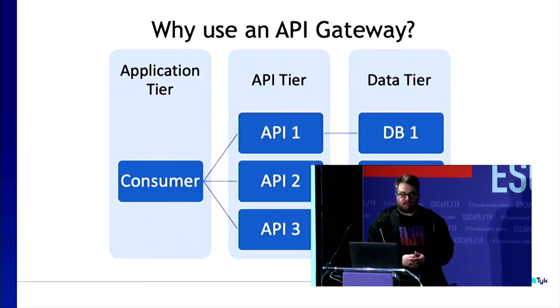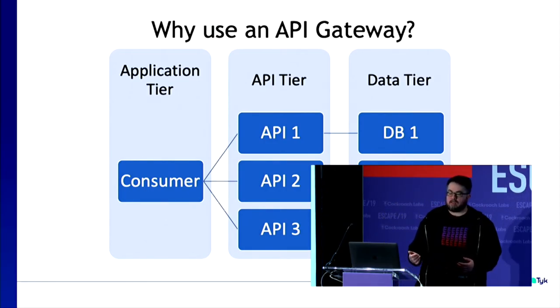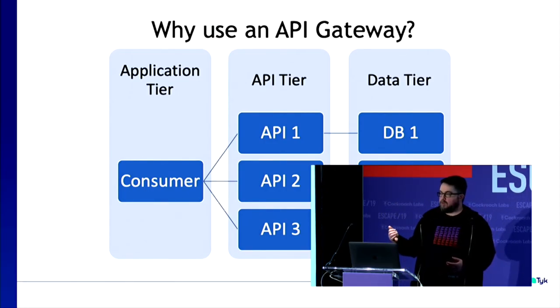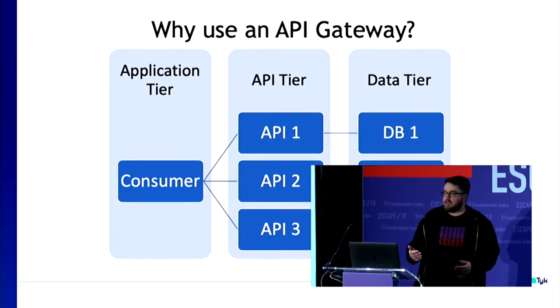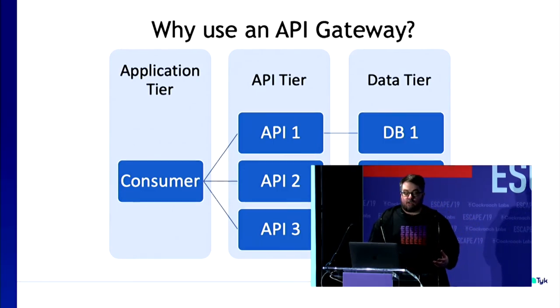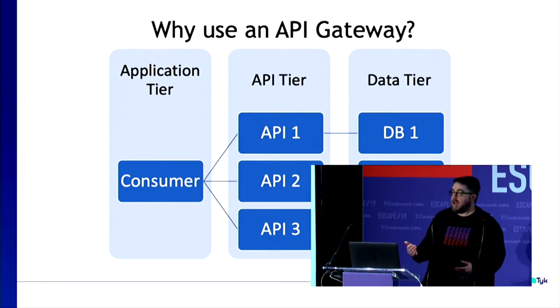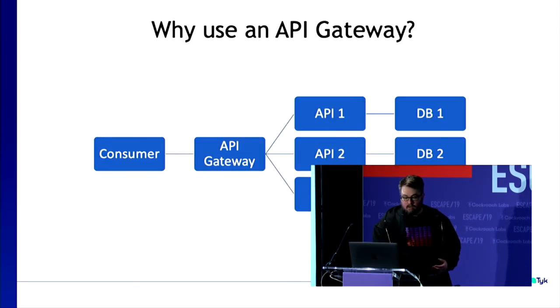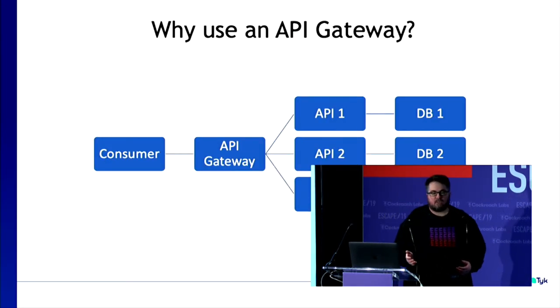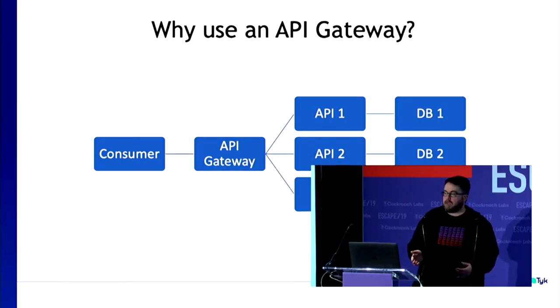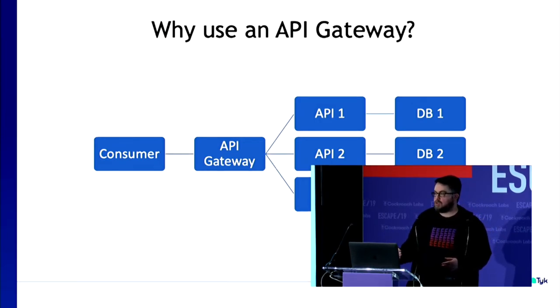But what happens when you start having multiple APIs and multiple data sources for your consumers to come in and access? You start needing the ability to manage that traffic and manage your APIs in a way where you can control which applications have access and what your consumers are doing with that data. So that's where an API gateway would come into play. You basically put the API gateway in front of your APIs and behind your consumers so you can control that traffic that goes to your APIs.